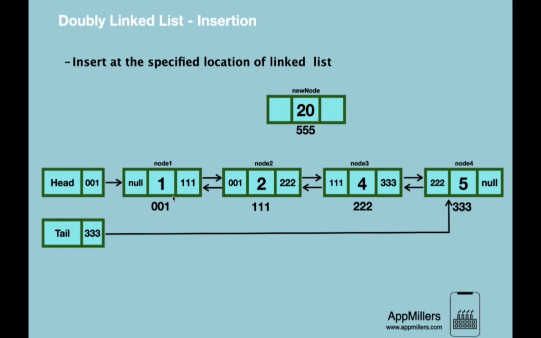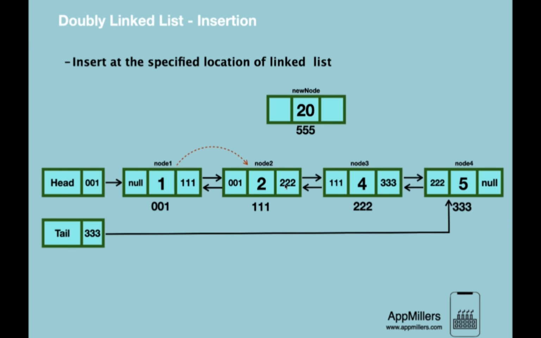Then the next step is we need to loop through the double linked list until we reach the node which is located before the location where we want to insert this new node. In our case, we want to insert it between node 2 and node 3, which means that we will loop until we reach node 2. When we reach node 2, we know that the next reference of node 2 points to node 3. So we need to create a link between the new node and node 3. As a first step, we will update the new node's next reference to the physical location of node 3.